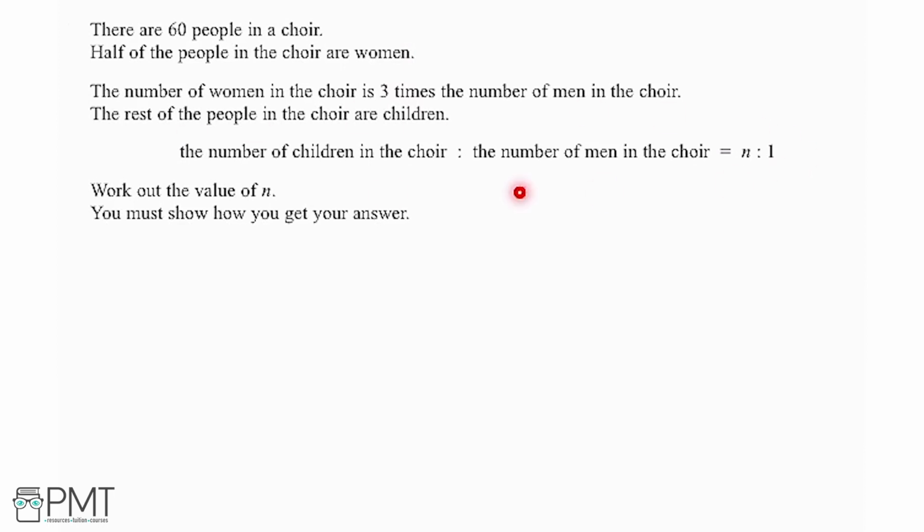And here we see a ratio. So the ratio of the number of children in the choir to the number of men in the choir is n to 1. And we need to work out the value of n. So that's our goal, and we've got to show our working as we do that.